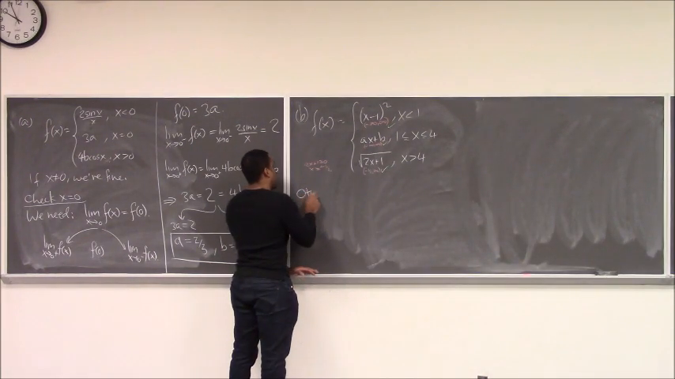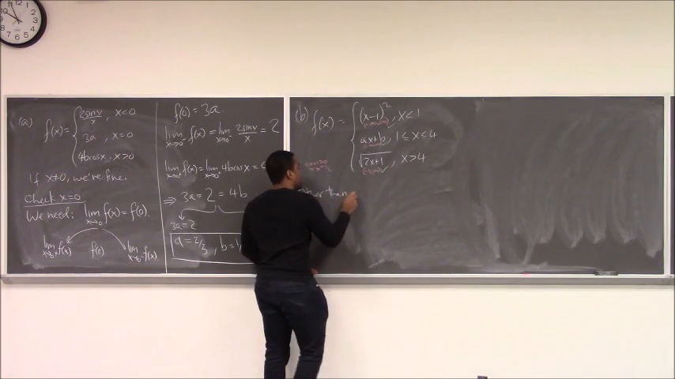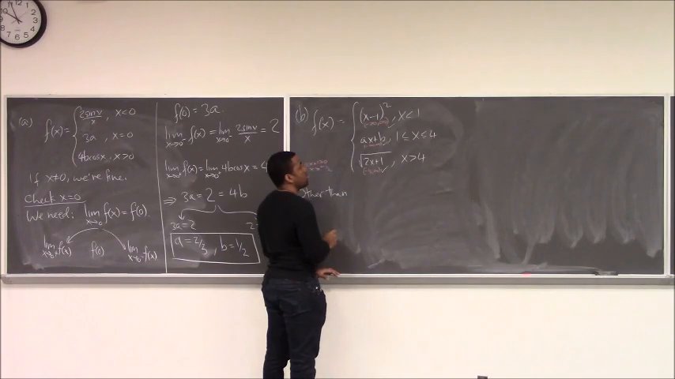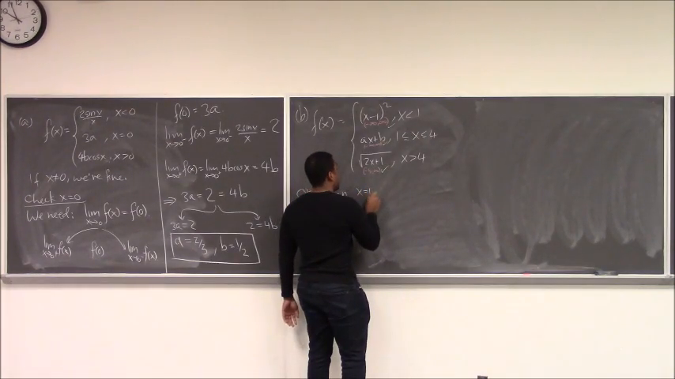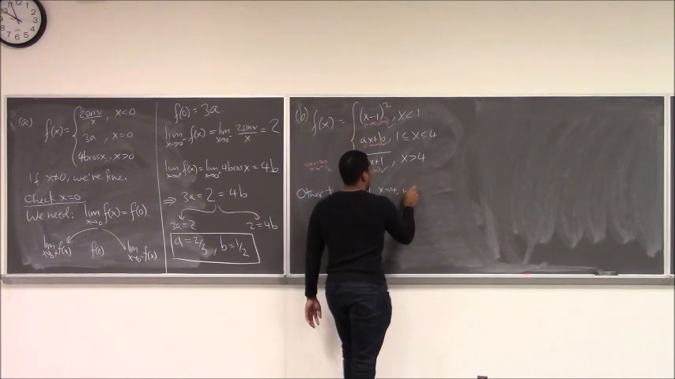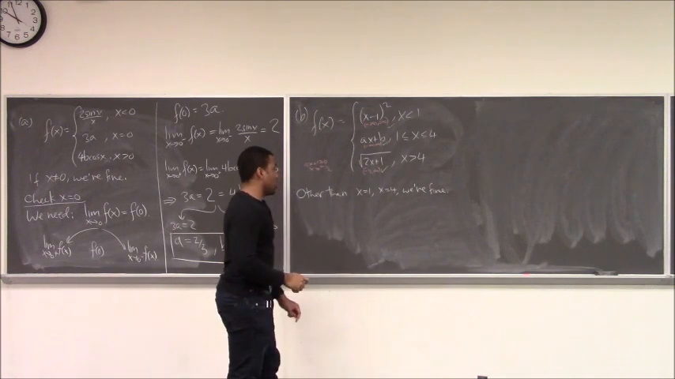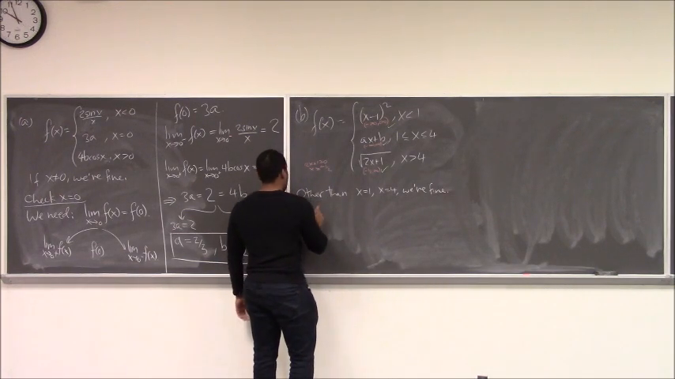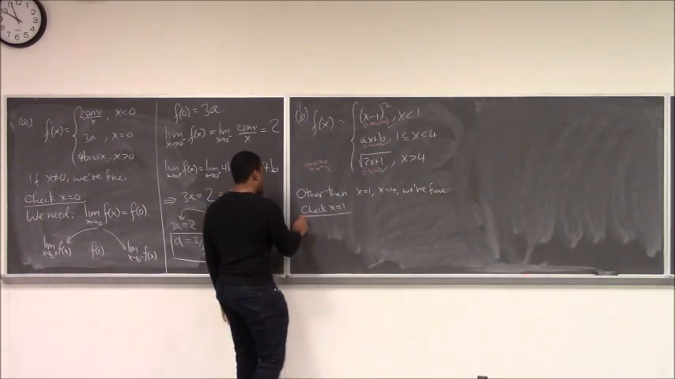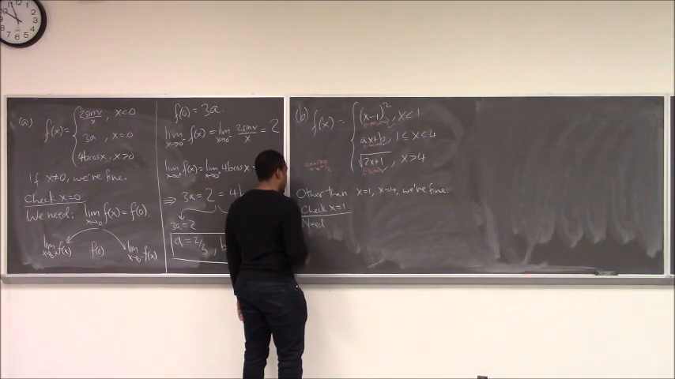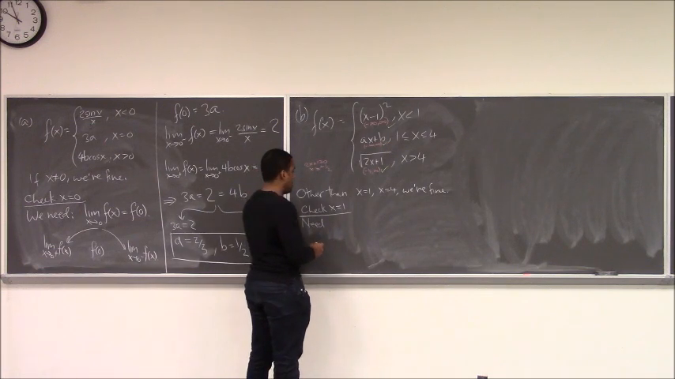So what are the points we need to worry about? One and four. Other than x equals 1 and x equals 4, we're fine. So now let's go individually. Let's talk about x equals 1. What do we need to be continuous at x equals 1? The first one and the second one.